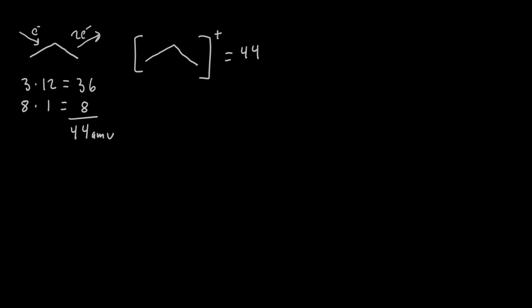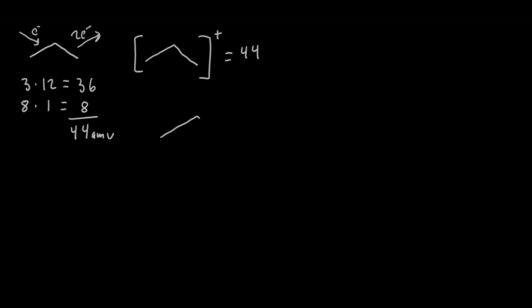But when we're using electron impact as our ionizer, electrons have a lot of energy. So in addition to breaking off another electron, they can also, in some cases, break chemical bonds.